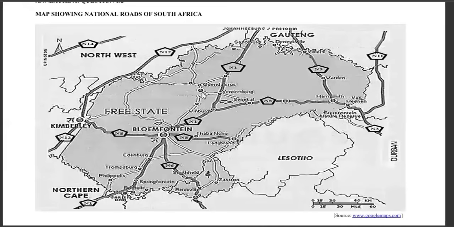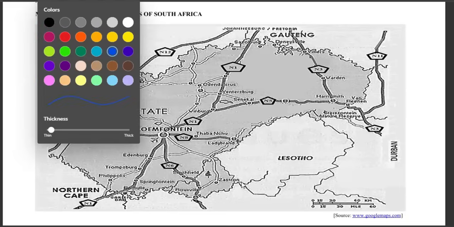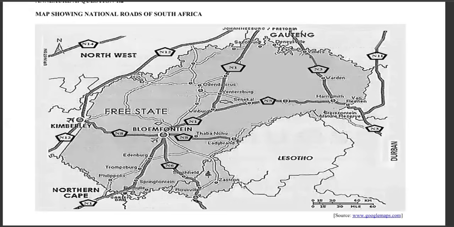So here we have our map. It's this one here. Which scale is used here? Oh, we already see there's a scale here. This scale is called a bar scale, right? Or you can call it a linear scale.